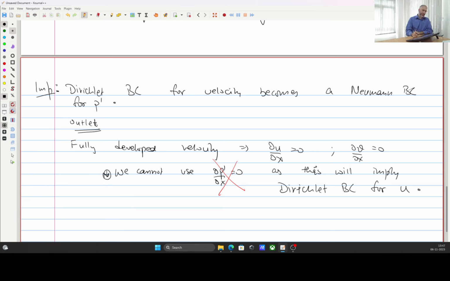So at the outlet, what we do is we specify an infinity pressure. Think of it, if you have an outlet of a pipe, then at the outlet you have atmospheric pressure. So we call it P infinity. So at the outlet, typically it will be some P infinity, some datum pressure, or could be atmospheric pressure.